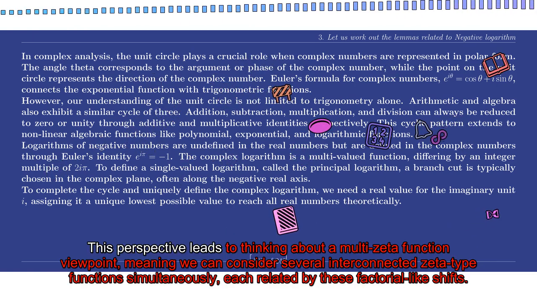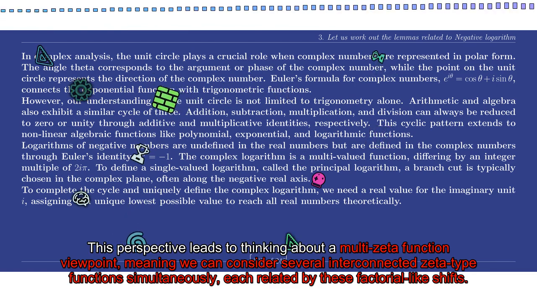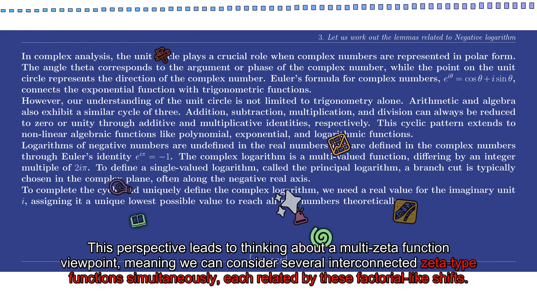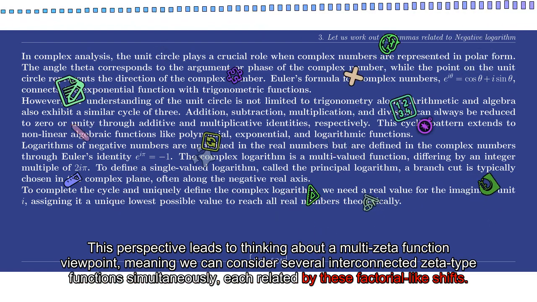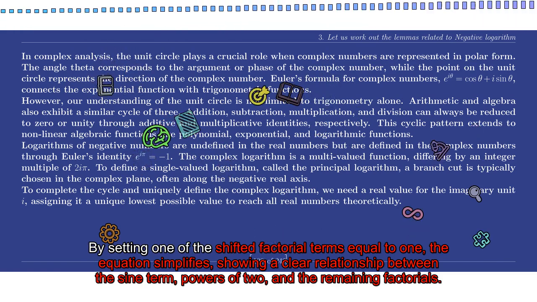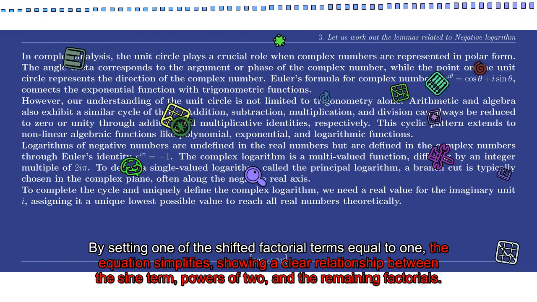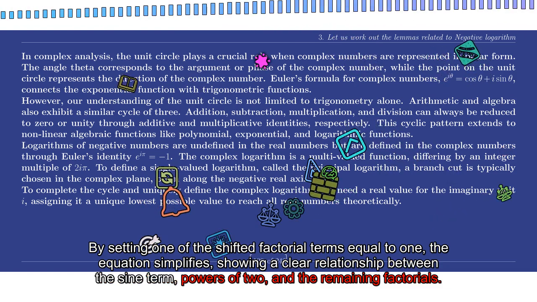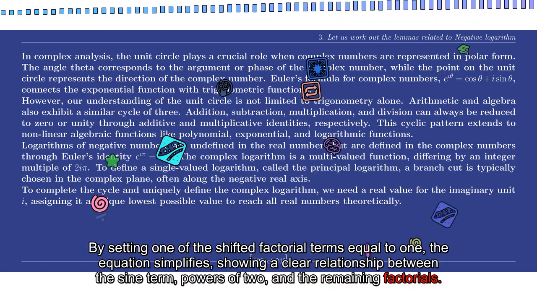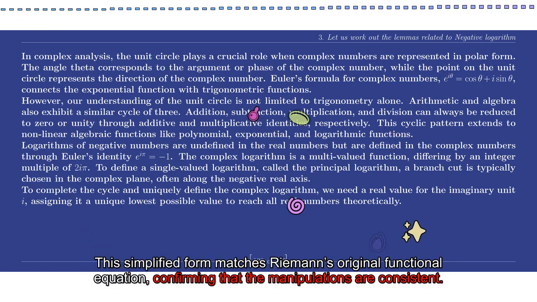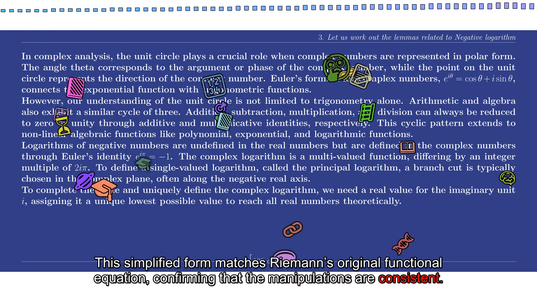This perspective leads to thinking about a multi-zeta function viewpoint, meaning we can consider several interconnected zeta-type functions simultaneously, each related by these factorial-like shifts. By setting one of the shifted factorial terms equal to 1, the equation simplifies, showing a clear relationship between the signed term, powers of 2, and the remaining factorials. This simplified form matches Riemann's original functional equation, confirming that the manipulations are consistent.